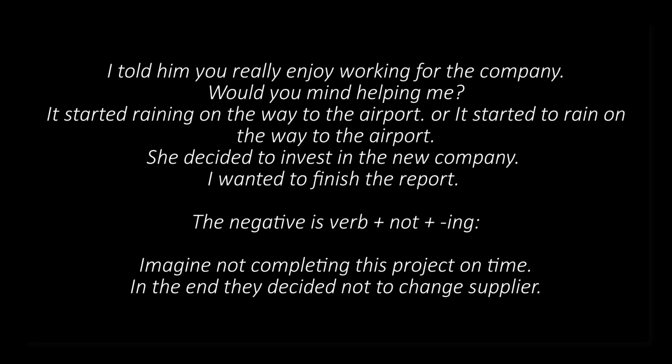Now, the next part is where people can have problems. The negative of these structures, okay, is with not and ing. So sometimes students will use don't, okay? They think, okay, it's a verb, it's in the present simple, I need to negate it with don't. So they don't know that it's not. So they say, imagine don't complete this report on time. That is incorrect, okay? You would need to say, imagine not completing this report on time.